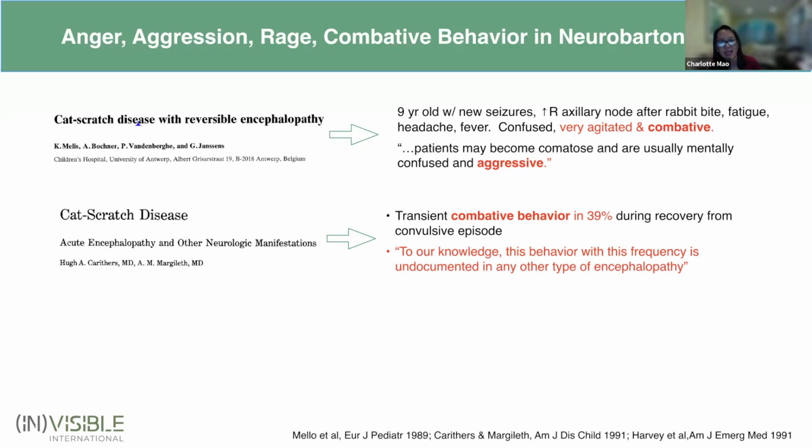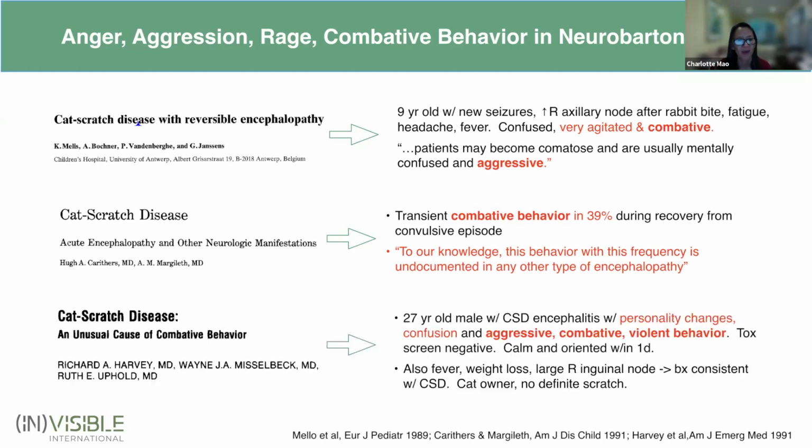This was a case series of children with acute cat scratch disease encephalopathy. And the authors noted that there was actually a high rate, 39%, of transient combative behavior that was striking enough that they commented that, to our knowledge, this behavior with this frequency is undocumented in any other type of encephalopathy. And here is yet another report in a young adult male of cat scratch disease encephalopathy associated with personality changes and aggressive, combative, violent behavior.